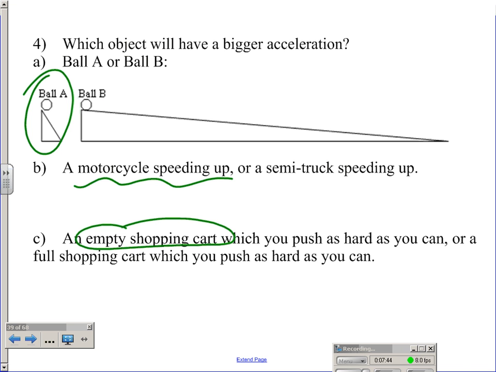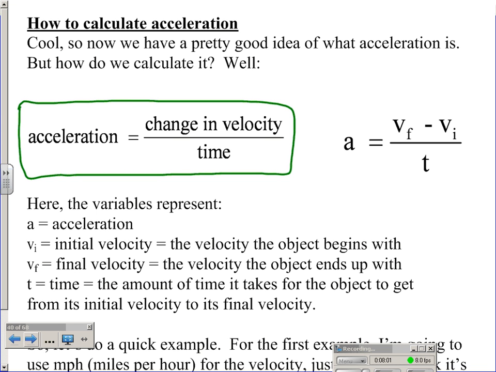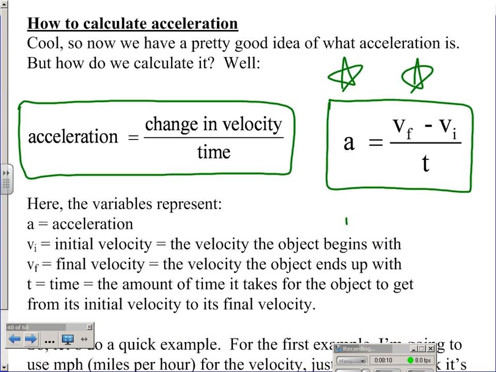All right, so now we have a good idea for what acceleration is. Now we need to learn how to calculate acceleration. This is huge. To find acceleration, you're going to figure out how much the velocity changes and divide it by the time it took for that velocity to change. Here is the equation you're going to use most often. This equation is super important. It's going to come up the rest of the year. You must understand the concept of acceleration.